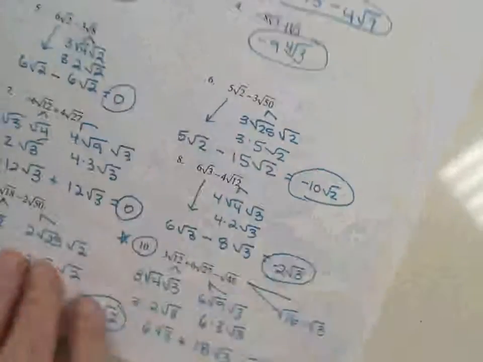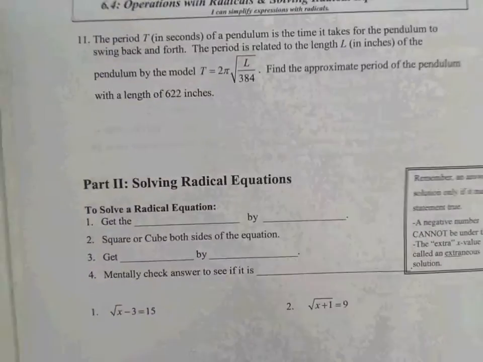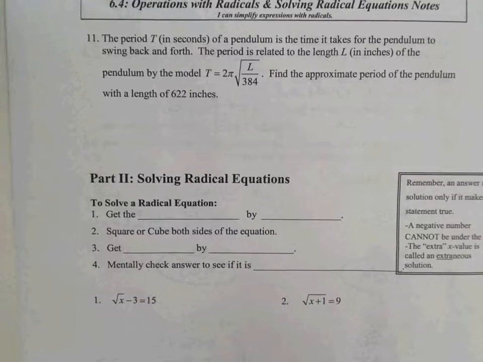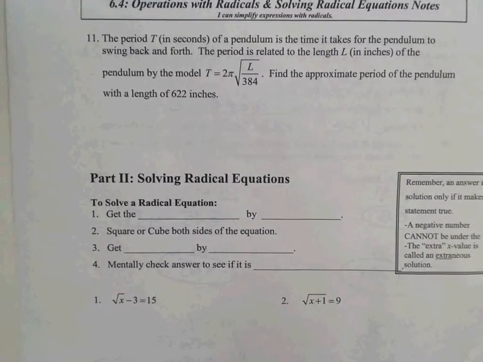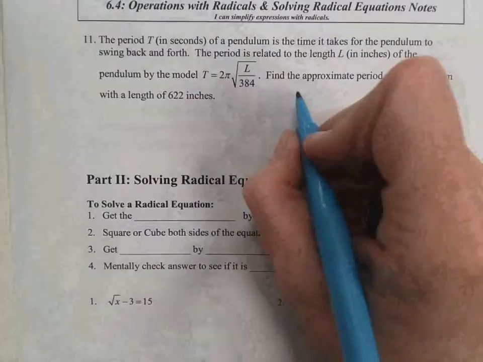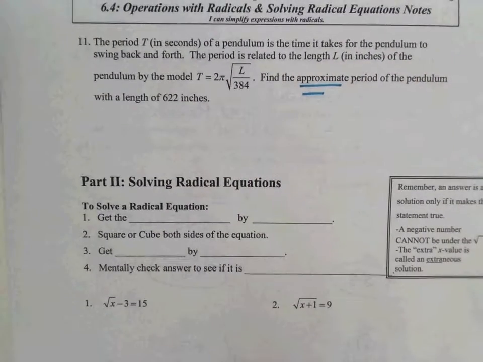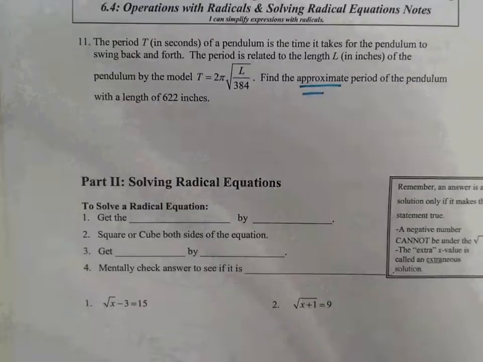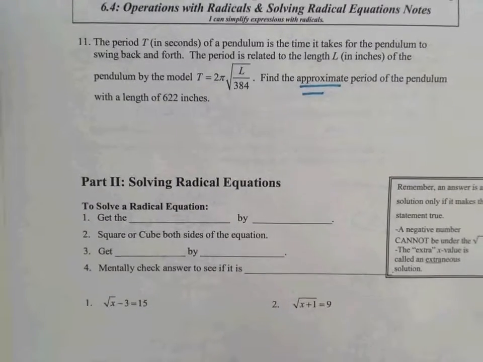Number 11 is sort of a transition question. So read carefully and rewrite the equation, filling in the given information, and then simplify. You're going to approximate your answer. So I want it rounded to the nearest whole number. Find the approximate period of the pendulum with length 622.